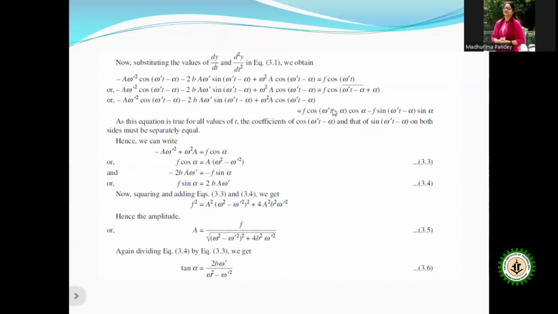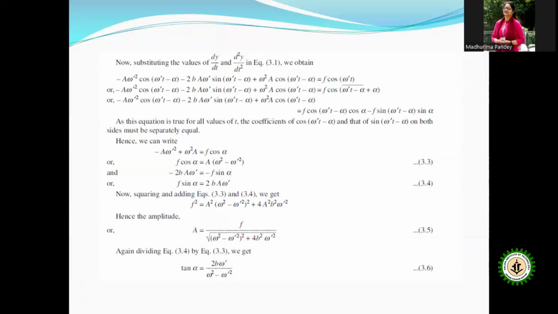And finally, we have to compare the left hand side and right hand side. Which terms will we compare? You can see there is one cosine related term, cos omega prime t minus alpha, and another term, sin omega prime t minus alpha. We compare the coefficients of cos omega prime t minus alpha on both sides, and we get this first expression. Again, when you compare the coefficients of sin omega prime t minus alpha on both sides, left hand side and right hand side, you get this expression.